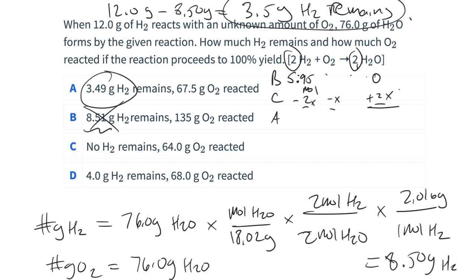And then after the reaction's completed, I get 76 grams of water. So when I convert that to moles, so 76 divided by 18.02 is 4.22 moles.